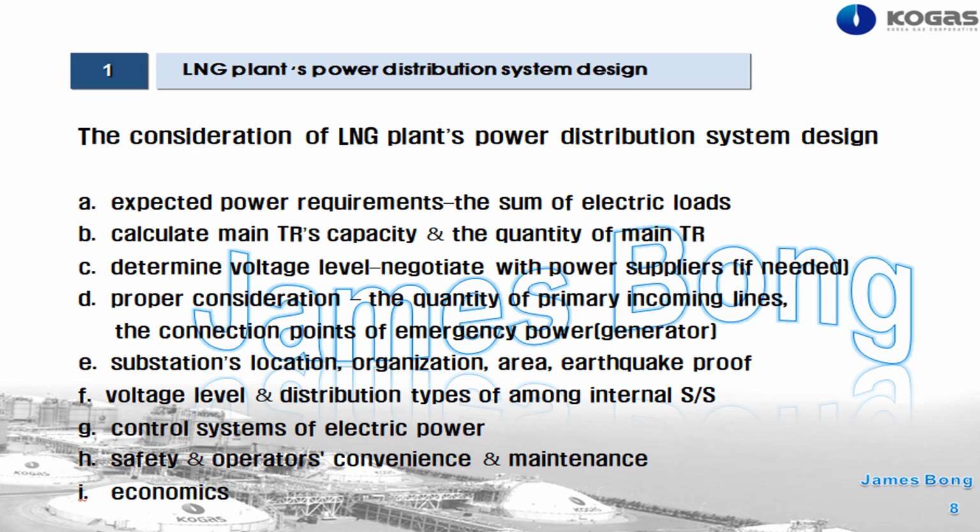In IEEE, at the LNG plant's power distribution system design, the engineers have to consider as follows: the sum of electric loads, main transformer's capacity and quantity, voltage level, includes South Korea. I think in some countries, the engineers must negotiate with the electric power companies about the primary incoming electricity's voltage level.